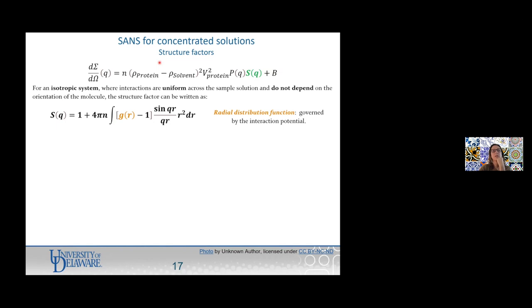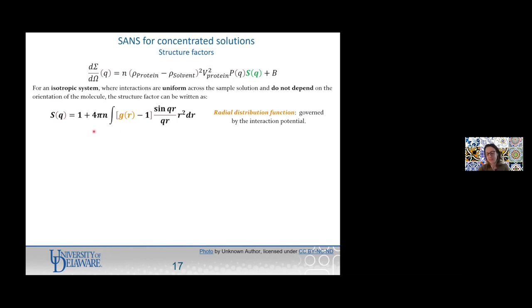So your signal will have the contribution from your molecule, and there will also be a background that we typically subtract, but just to get you used to this factor that is always present. This is the incoherent background that we subtract. Your structure factor, if you have an isotropic system and interactions are all uniform, regardless of the shape of your molecule, can be calculated, and it's a function of g(r), a radial distribution function. And it's governed by the interaction potential, so by the type of interaction, if you will, between the different molecules, of how the different fish interact.